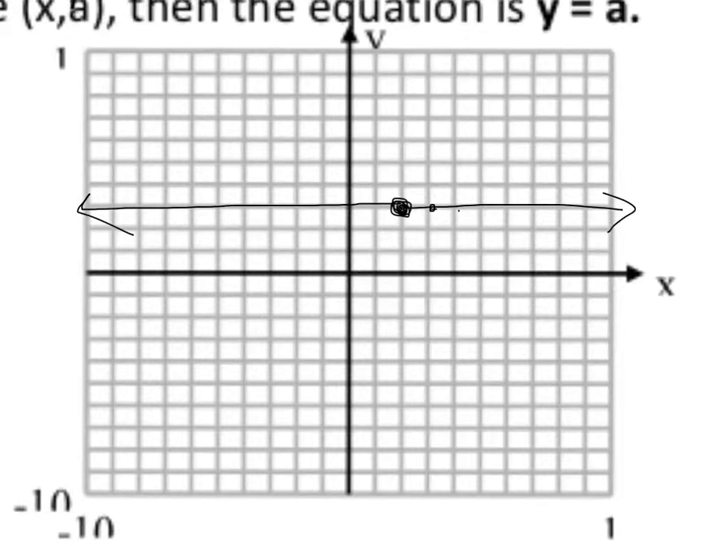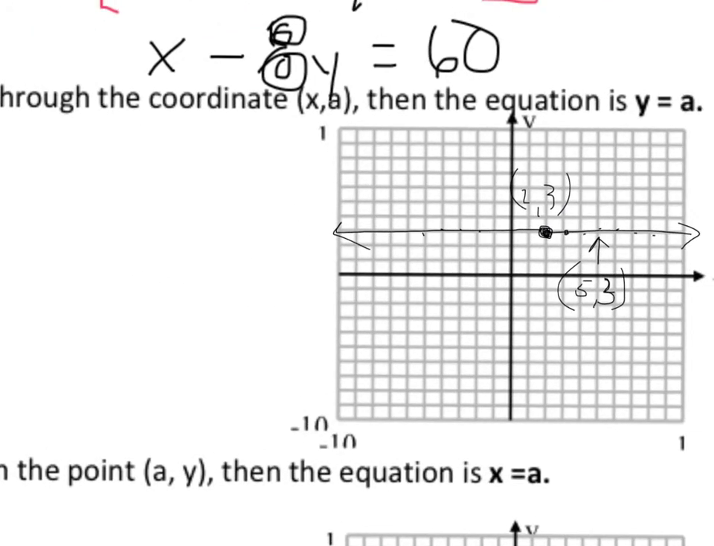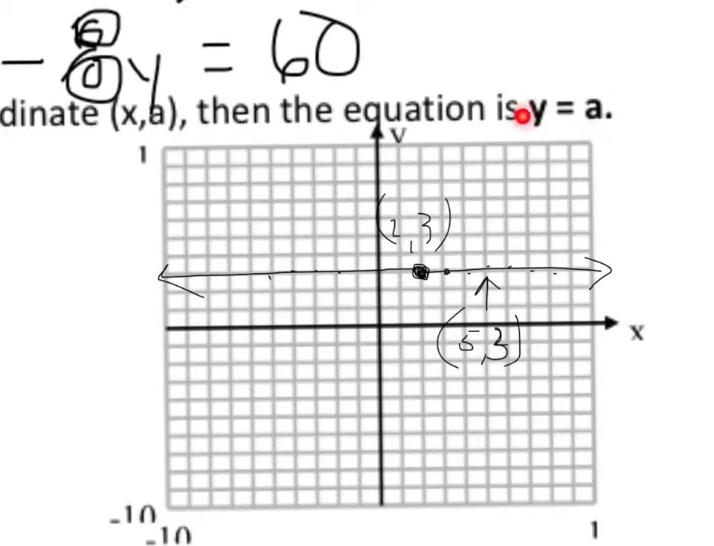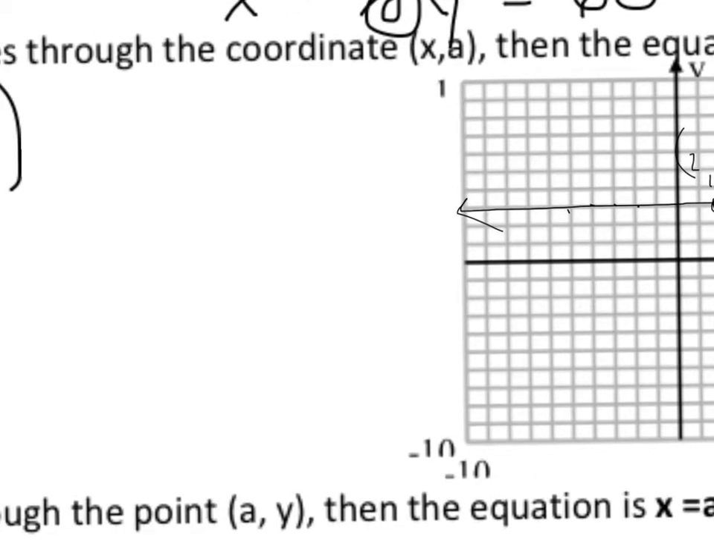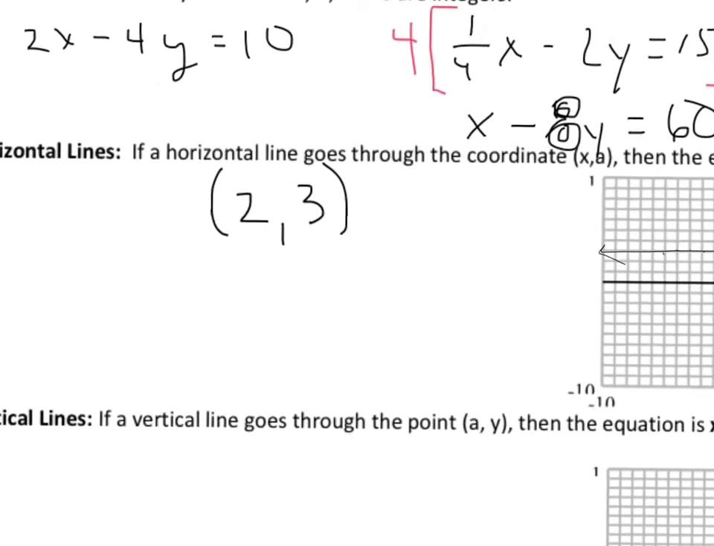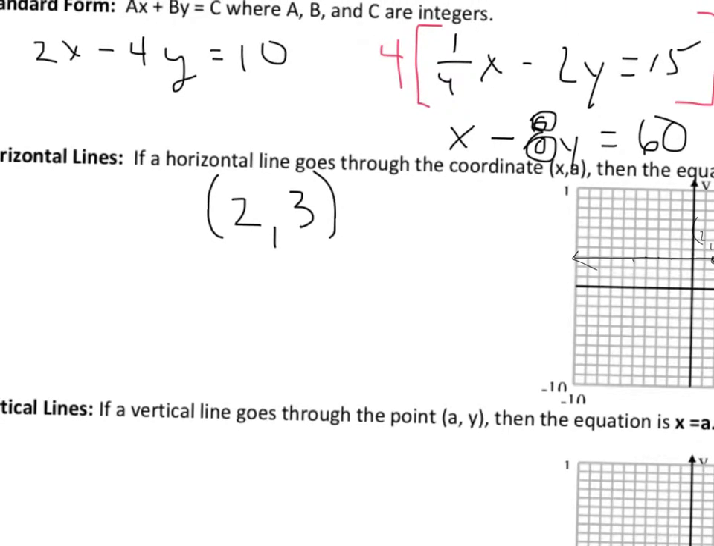If we look at every single point on that line, if I pick this one, for instance, that would be the coordinate (5, 3). This one would be (2, 3). If we picked all these other coordinates and looked at them, what do we notice? The x values are changing, but the y values are all 3. That is why we say that the equation is y equals the a value, or y equals whatever the y value is of the coordinate. Therefore, if a line goes through (2, 3), the equation of the line is, excuse me, y equals 3.